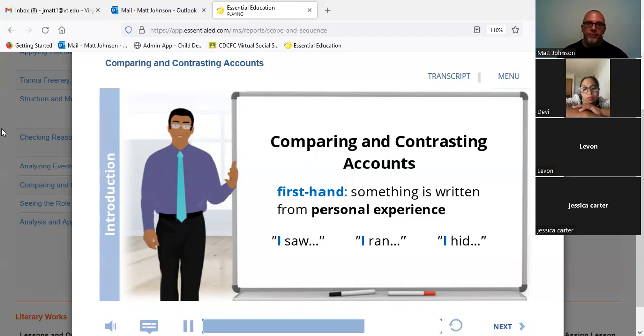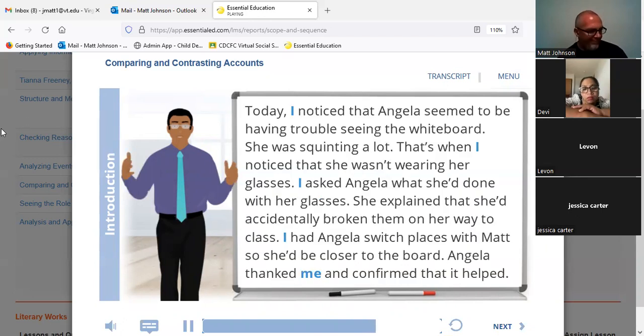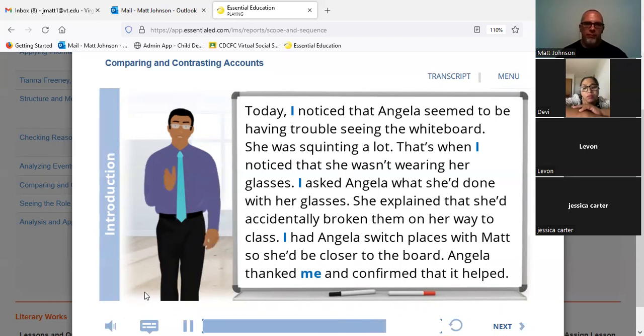Here's a first-hand account from one of my fellow teachers. It's not exactly a great read, but it's a good example of an account. See how the text uses the first person I? The first person I suggests that this is a first-hand account. This is someone telling a story about their own experience. If the I referred to a fictional character, this would be a fictionalized account. So, you ready to dig into this? Let's get down to business.